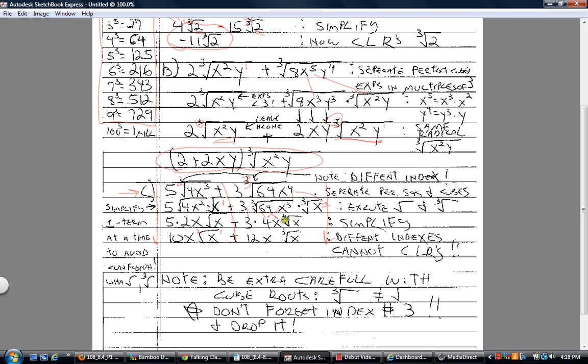Then you realize you do not have like radicals, so therefore you leave them alone and clean up your results. 5 times 2x is 10x, 3 times 4 is 12x, and there's your answer.